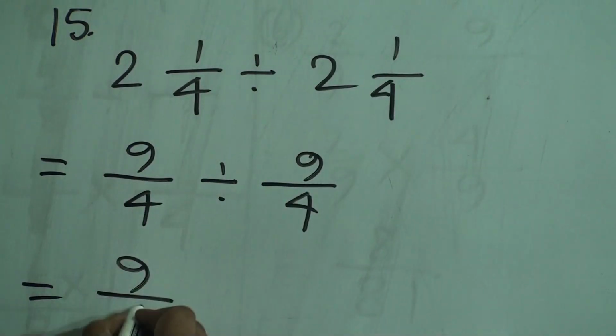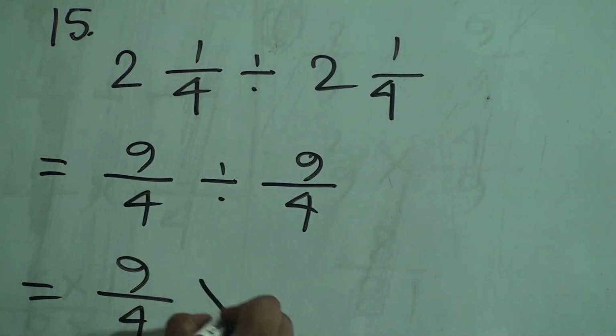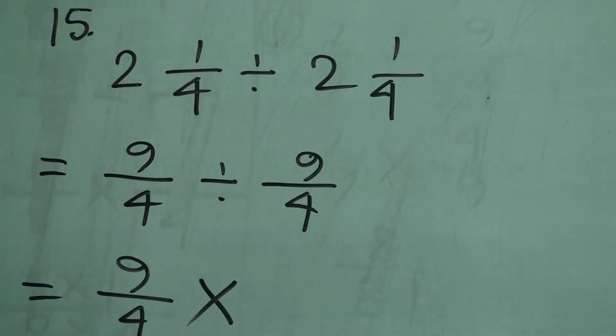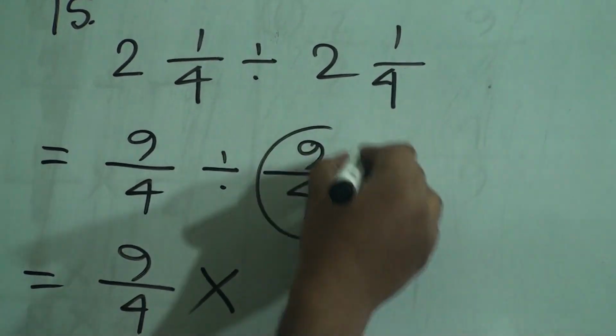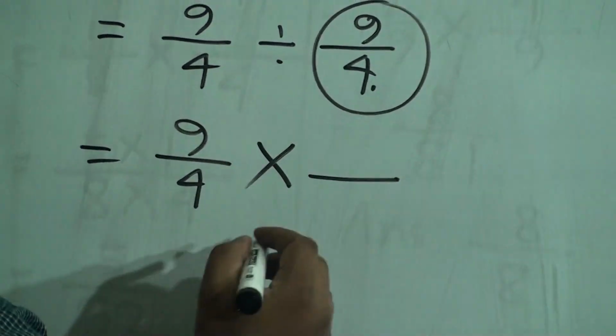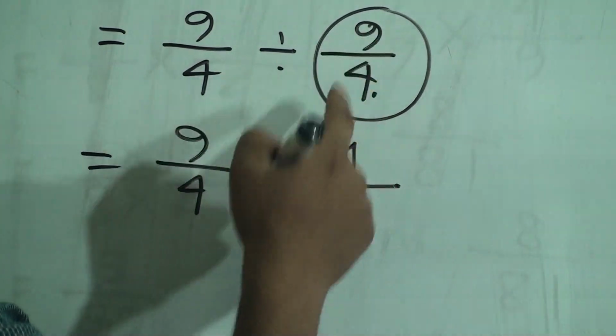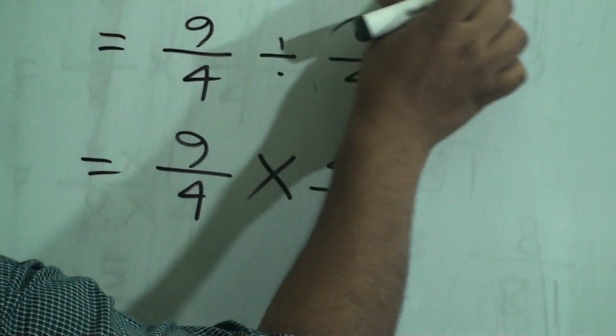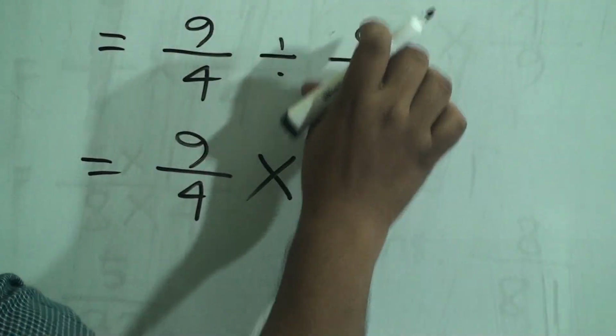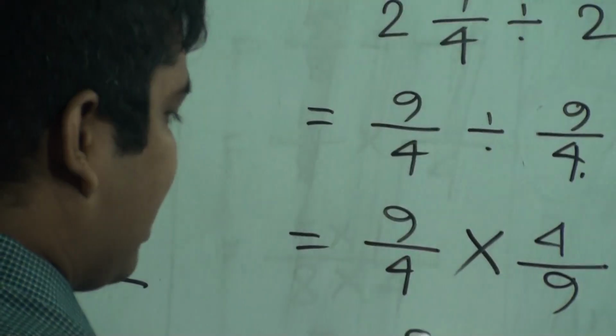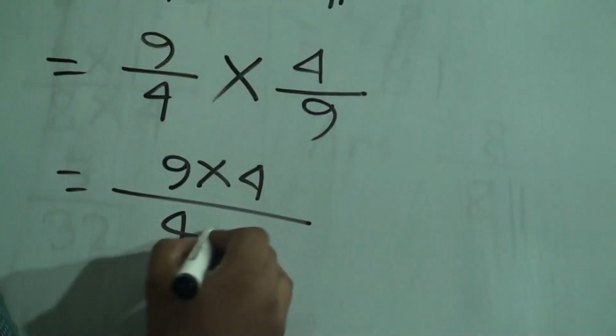Now 9 by 4, this division sign will be a multiplication sign and this fraction will be reversed. That means the denominator will be the numerator and the numerator will be the denominator. I hope you have understood. Now 9 multiply 4 and 4 multiply 9.